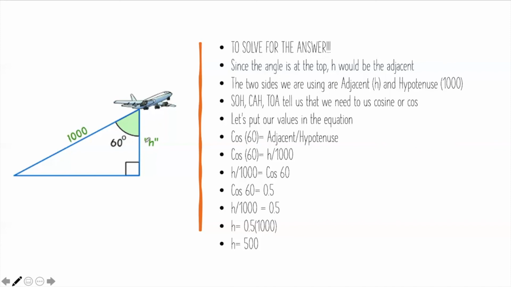So SOH CAH TOA tells us that we need to use cosine, or cos. So let's put our values in the equation. Cos 60 is equal to adjacent over hypotenuse. Cos 60 is equal to h over 1,000. Cos 60 is 0.5, so h over 1,000 is going to be 0.5, or h is going to equal 500.